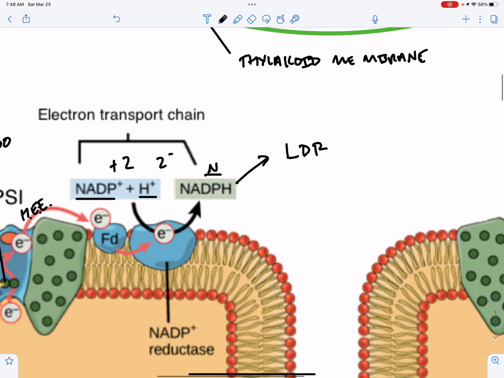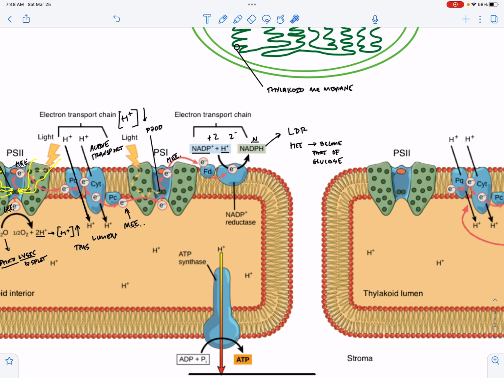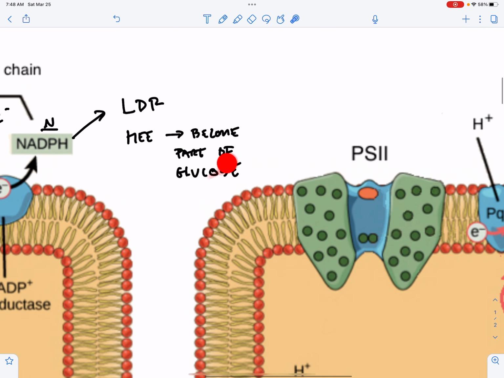and ultimately these high energy electrons will become part of glucose. So we strip electrons from water and then we put them onto glucose ultimately.